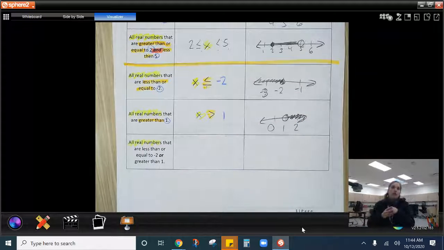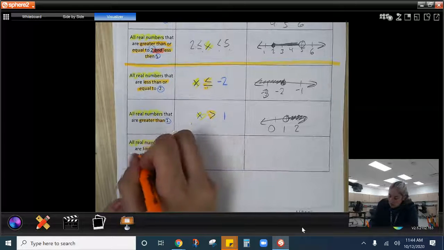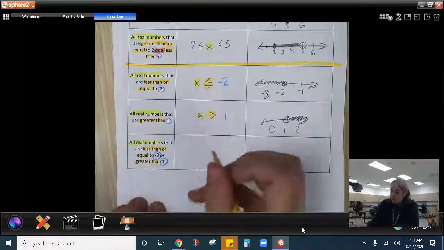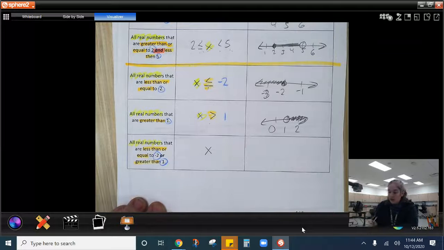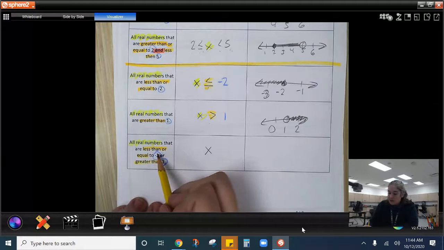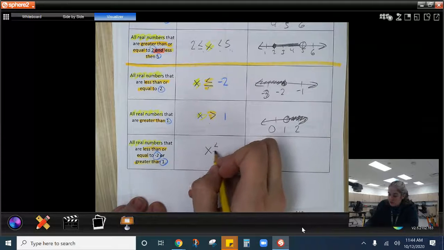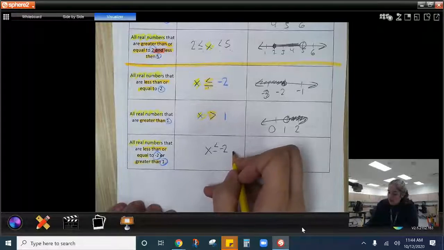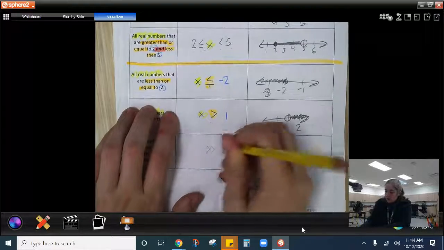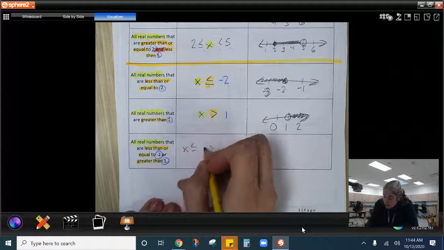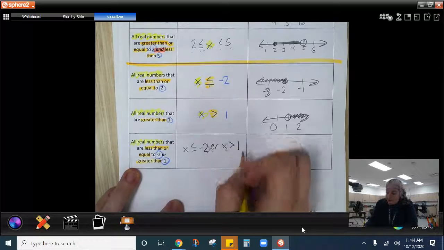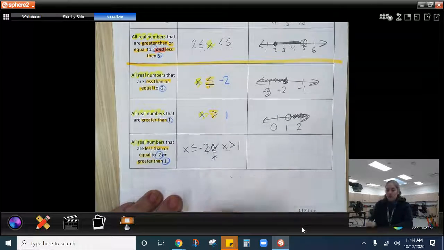So now let's do a compound inequality of both of those. All right, so all real numbers that are less than or equal to negative 2 or greater than 1. I want to do both of those things at the same time. So again, I'm going to write down my x first. All right, and we want to have it so that it is less than or equal to negative 2. And we need to have an or in here. Sorry, guys. X less than or equal to negative 2, or x greater than 1. When it has an or, we put it in there, okay?